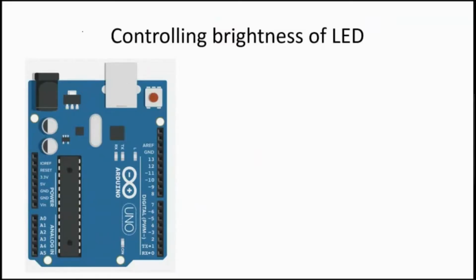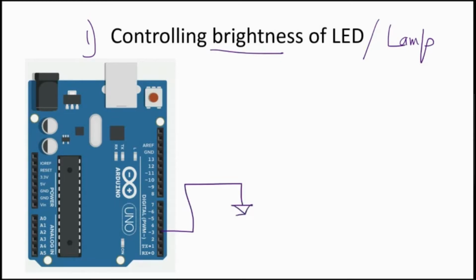So the first application is how do we control the brightness of a light emitting diode or any lamp or bulb. If you are going to use a light emitting diode, you can use pin number 3 and directly connect the light emitting diode like this.